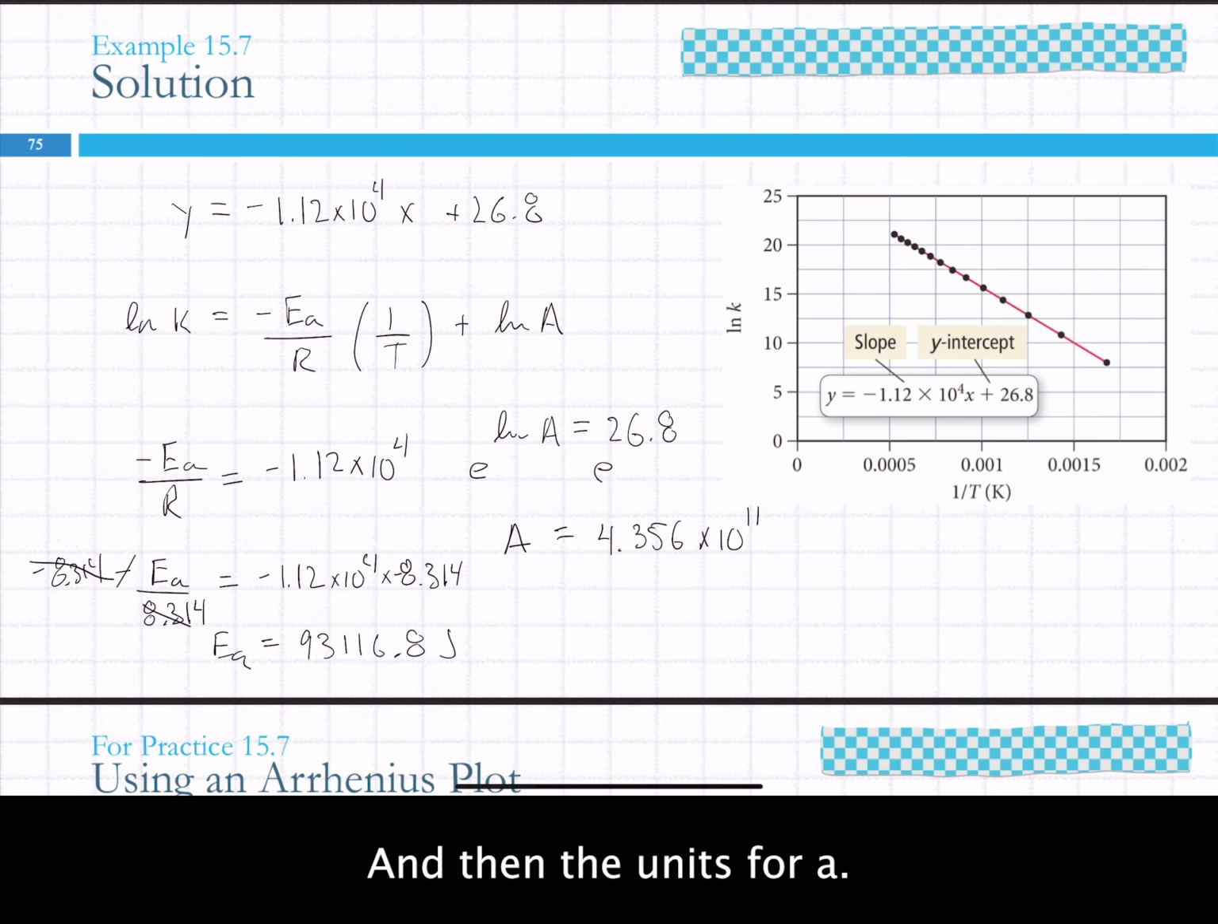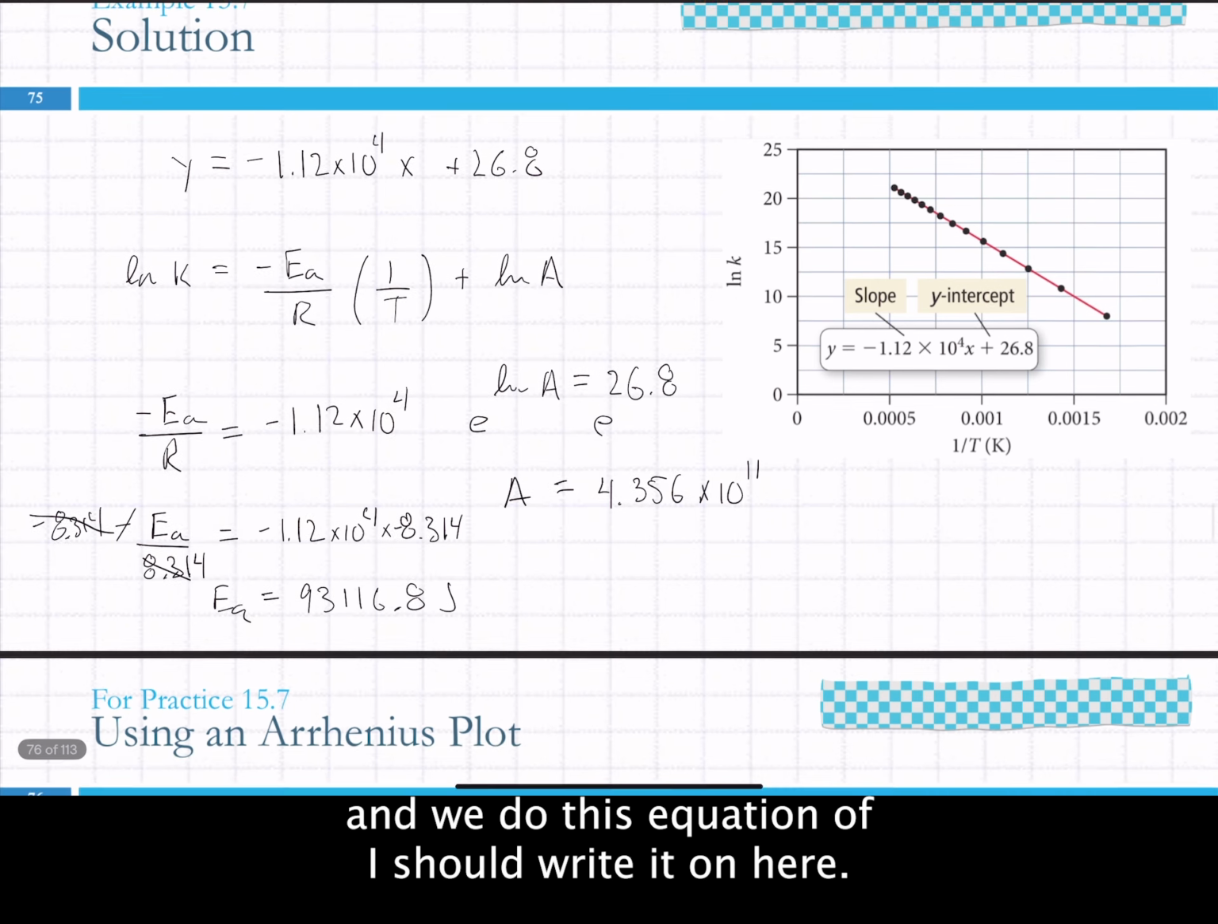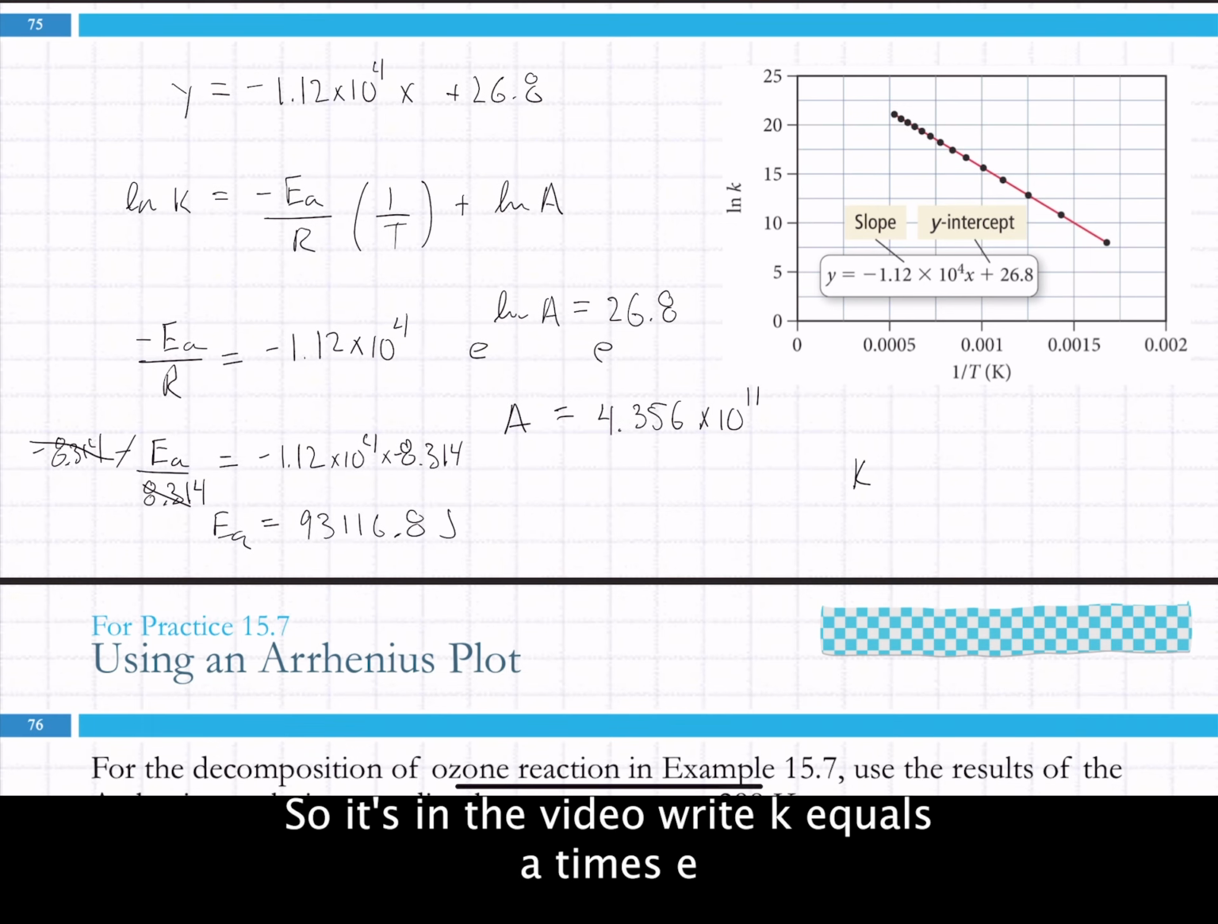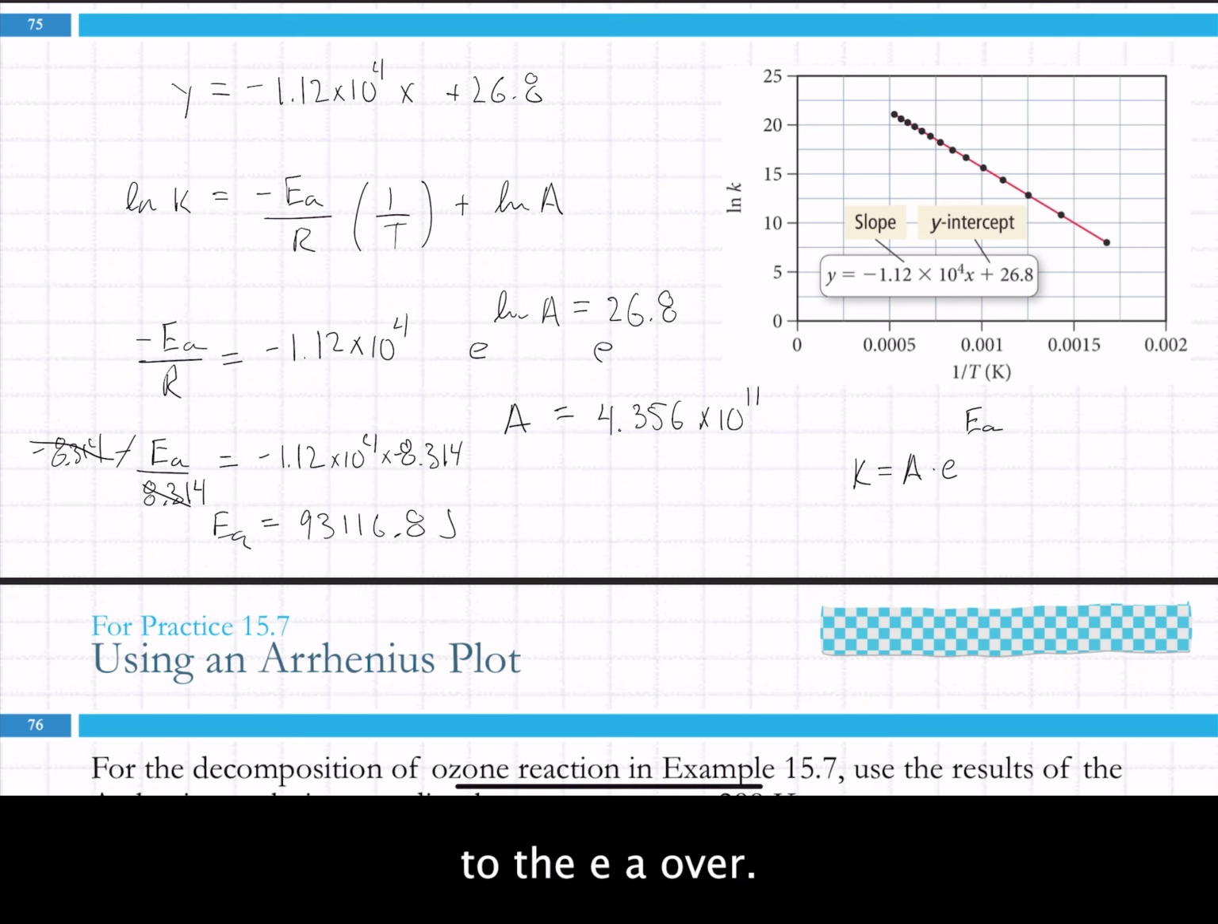And then the units for A, well, it's a little bit weird because when you actually calculate K, and we do this equation of, I should write it on here so it's in the video, right? K equals A times e to the negative Ea over RT.